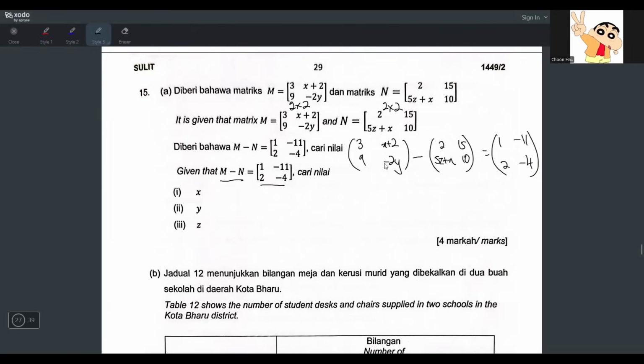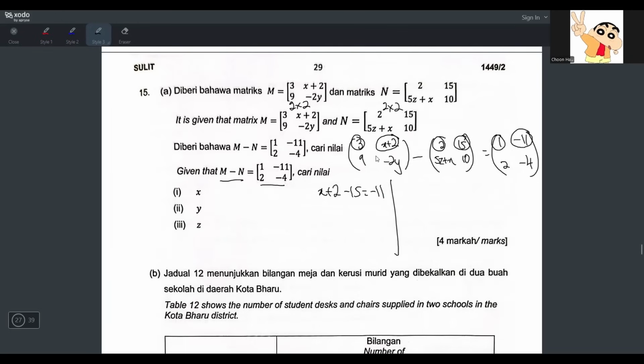Okay. So now how to minus? If you take the atas kiri punya number, you have to tolak atas kiri punya number, dapat atas kiri punya number. So 3 minus 2 equals 1. What if you take atas kanan? Then you have to tolak dengan atas kanan and you will get atas kanan also. So you have your first equation already. X plus 2 minus 15 equals to negative 11. And you can get your x from here. Okay, but I'll find it later.